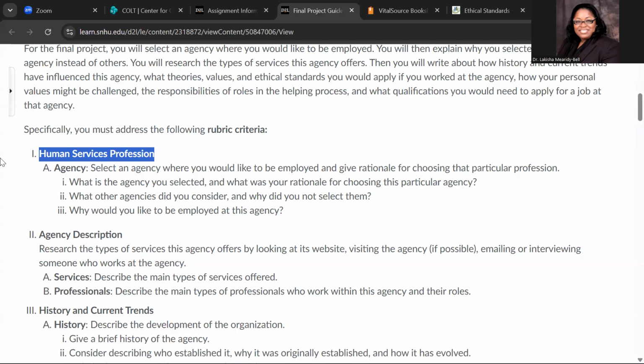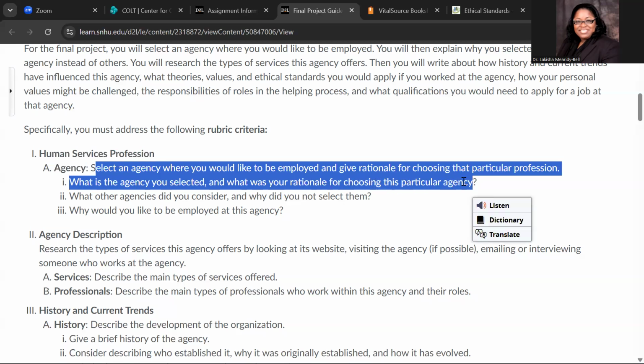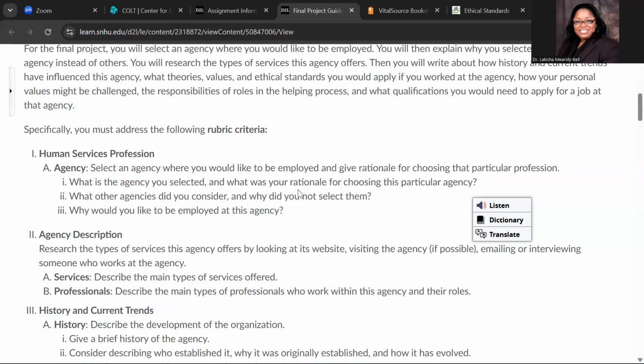Okay, so let's begin. You have the agency. We talked about selecting the agency. I'm going to just read it in a group for each one because it makes it a whole lot faster. Select an agency where you would like to be employed and give a rationale for choosing that particular profession. Go back to the assignment and my feedback where you address that. What is the agency you selected and what is your rationale for choosing it? So these two go intertwined. They're pretty much saying the same thing. So you could just address the agency and then give your rationale for choosing that agency.